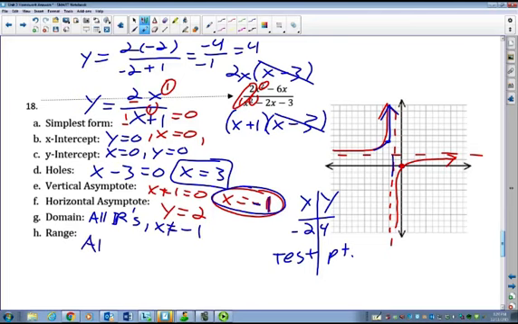And then the range is all real numbers except y can't equal... What number was this one again up here? Wasn't that a 2? Yeah, there it is. It was our horizontal asymptote. So all real numbers except y can't equal 2 because it's an asymptote there.